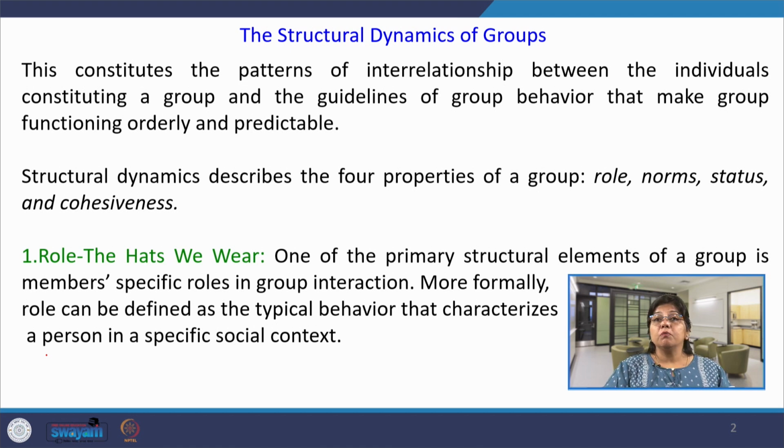So, this is one of the most primary structural elements of the group, where a member performs a specific role in any group interaction, and more formally it can be defined as a typical behavior that characterizes a person in a specific social context. For example, any member of a department or group related to marketing will be performing a role specific to marketing. It can be sales, strategy, advertisement, any form that stabilizes that particular department or cell in the long run.